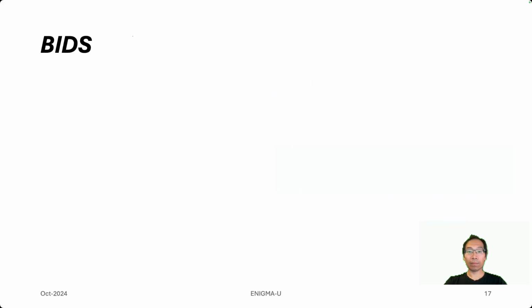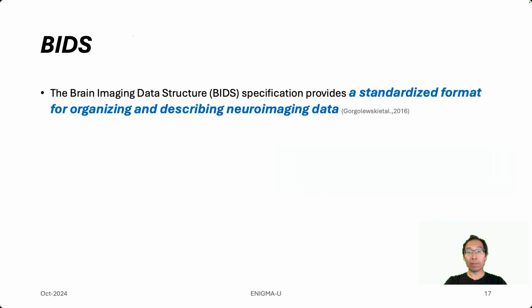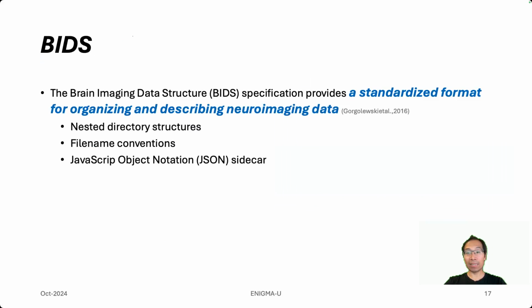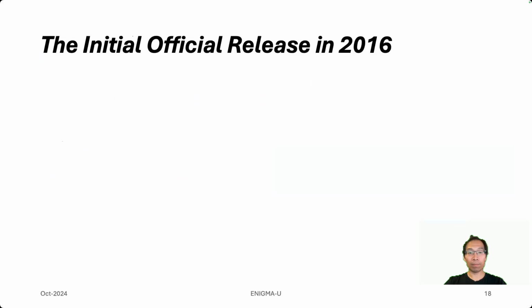So, what is BIDS? It stands for Brain Imaging Data Structure, which provides a standardized format for organizing and describing neuroimaging data. It consists of three essential parts. First is a nested directory structure. Second, file name conventions. And third, a JavaScript Object Notation sidecar, which is also called JSON. On the screen, I put a link to the official web page. One year later, the first official version was released. Let's first see what it does.